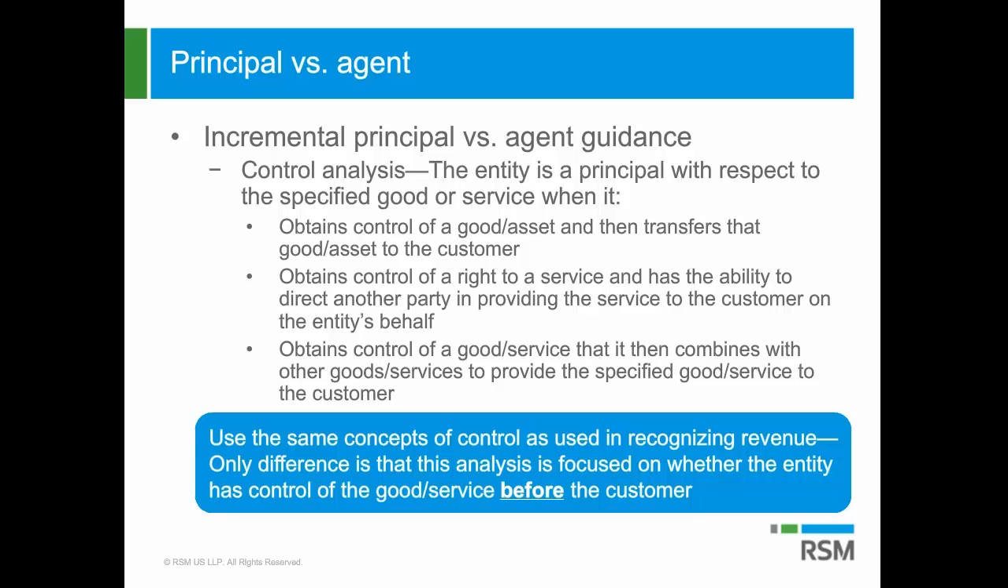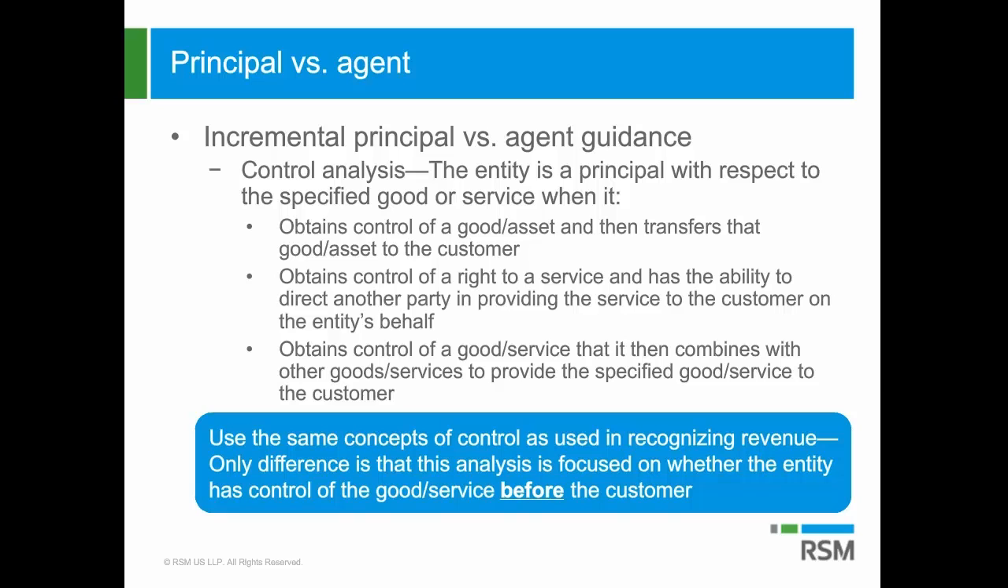It's not as clear when we're talking about services. So they included a couple situations where you would obtain control of a service before transferring it to a customer. The first would be, do you obtain control of a right to a service that you can then transfer to your customer? So think about a situation where you're an entity providing some sort of service to your customer, but you're going to be using third parties. And you say, well, you know what, I need to make sure I have that third-party service available. So even before I get a contract with a customer, I'm going to contract with this third party and say, third-party entity, I want to contract for 1,000 hours of service from you.